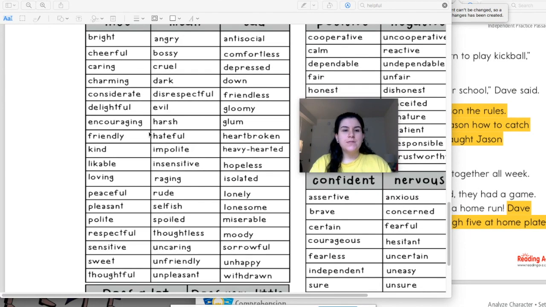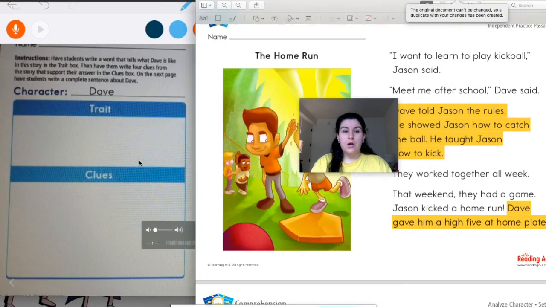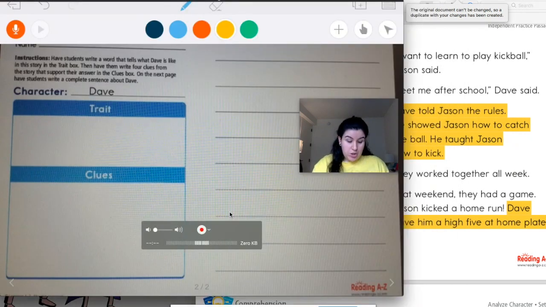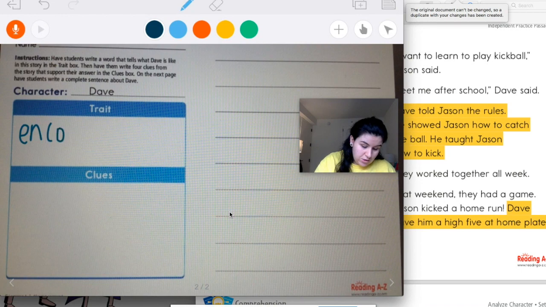I'm looking through this list and I'm thinking about that high five, trying to find a word that would match that behavior, that action that he did. And I would say that was very encouraging. He encouraged Jason to play kickball by teaching him how to do it. And then when Jason did a good job, Dave gave him a high five. So now I'm going to come right over here. So I know that one trait that I can say is that he was encouraging.